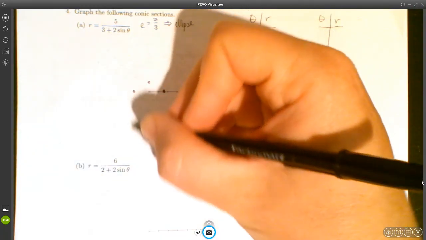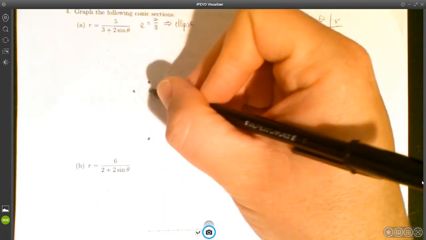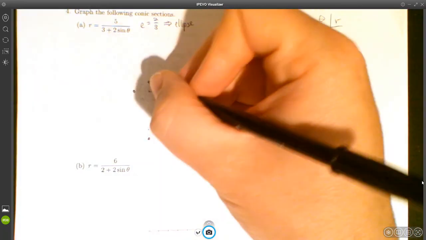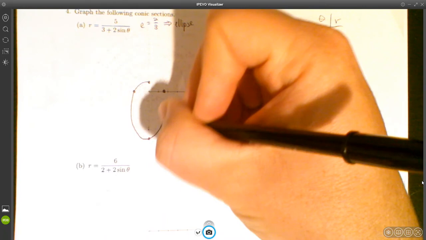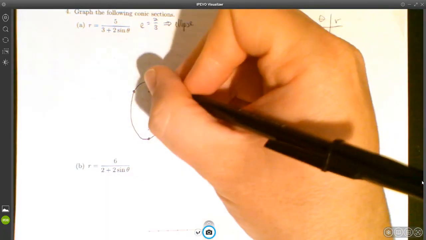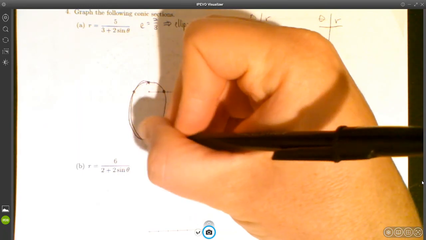Okay, so I think it's an ellipse that's opening kind of like this, right? Remember that the pole here is one of your foci. So the other focus must be right here, right? These must be the foci of your ellipse. So I think you get a picture that looks more or less like this. Now you can verify this by plugging in some points.